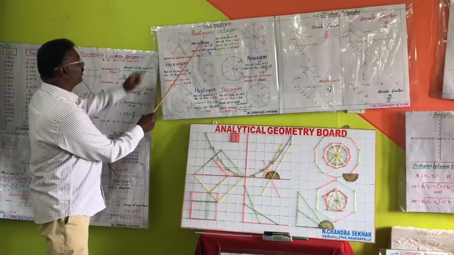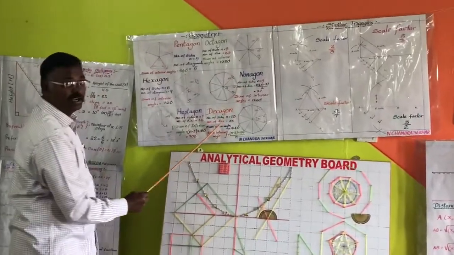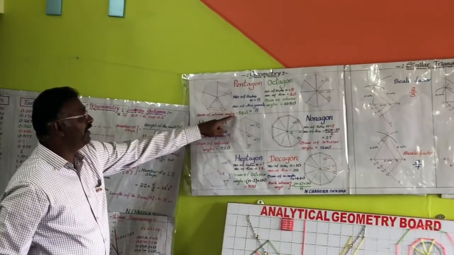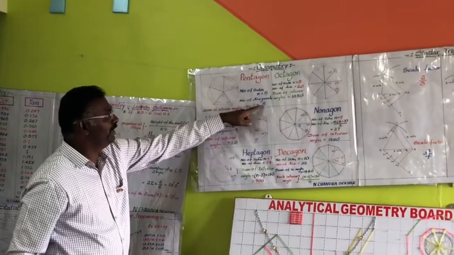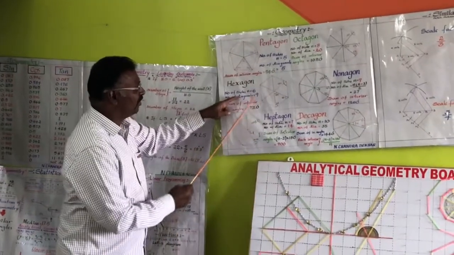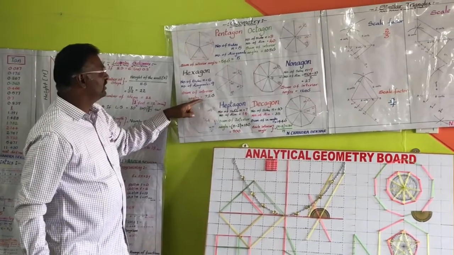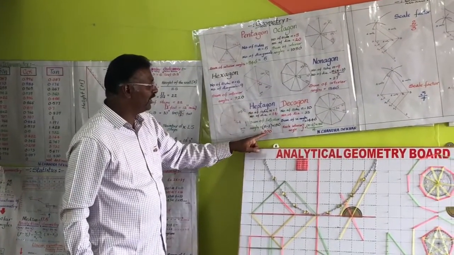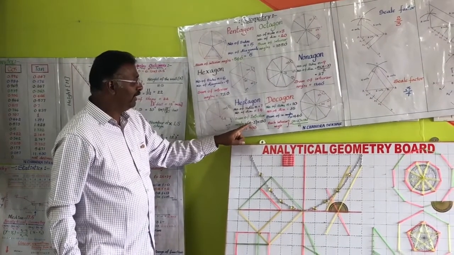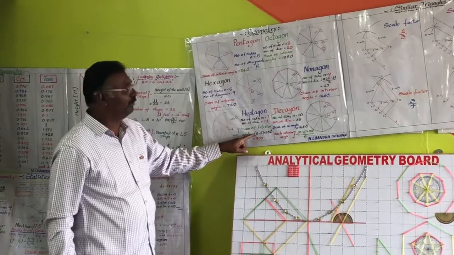In geometry there is a pentagon, hexagon, heptagon, octagon, nonagon and a decagon. Here the sum of the interior angles of a pentagon is equal to 540 degrees. Number of sides, how many diagonals it comes, like this. All these things happen here. Suppose, for example, the sum of the interior angles of a hexagon is equal to 720 degrees, heptagon is equal to 900 degrees. Here (n minus 2) into 180 gives the sum of the interior angles using the formula.